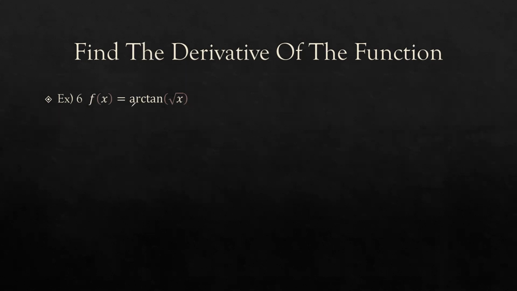So what is the derivative of just regular arctan of x? It is just u prime over 1 plus u squared. So what is my u? My u is square root of x. What's u prime? It is 1 over 2 square root of x.